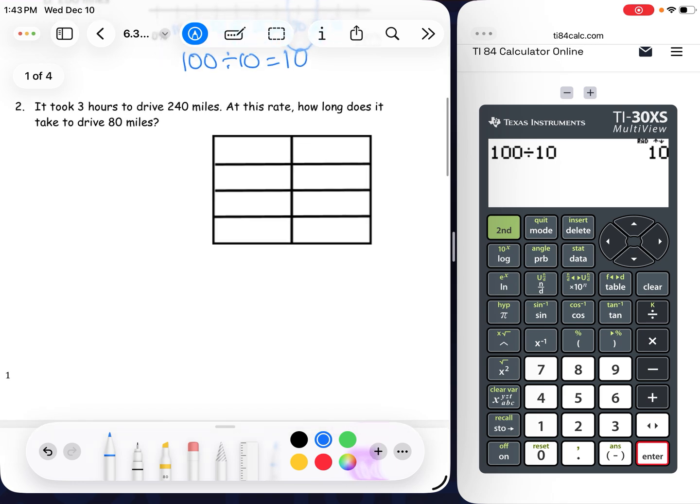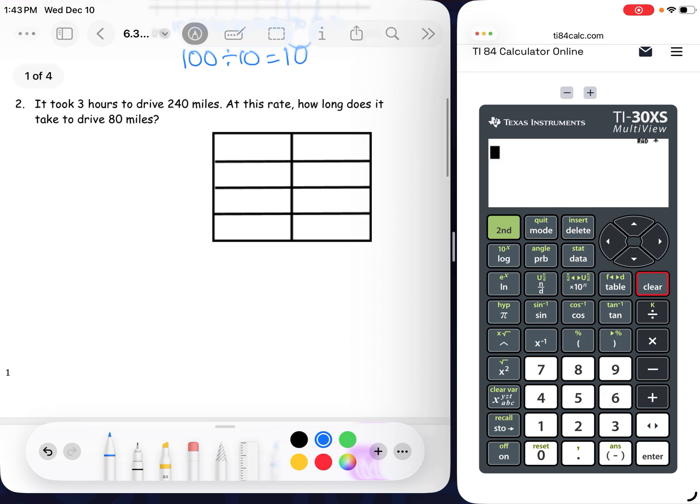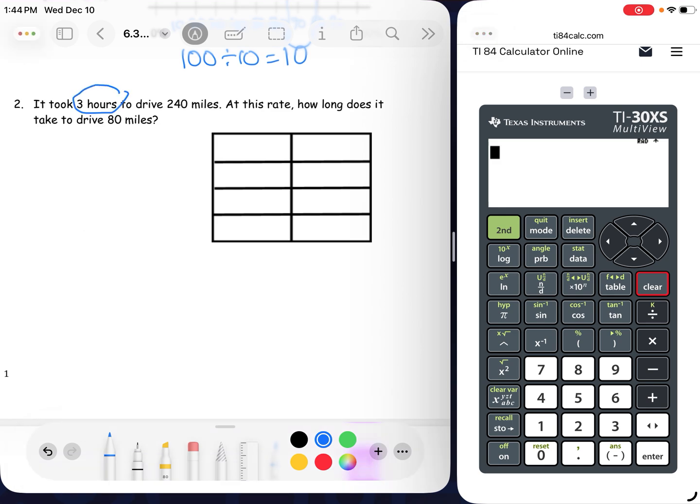It took 3 hours to drive 240 miles. At this rate, how long does it take to drive 80 miles? All right, so what is this question about? It is about the distance we're traveling and we're trying to figure out how many hours it takes to drive a certain amount of miles. Nice. Let's look for that important information. It took 3 hours to drive 240 miles. At this rate, ratio table. How long does it take to drive 80 miles?